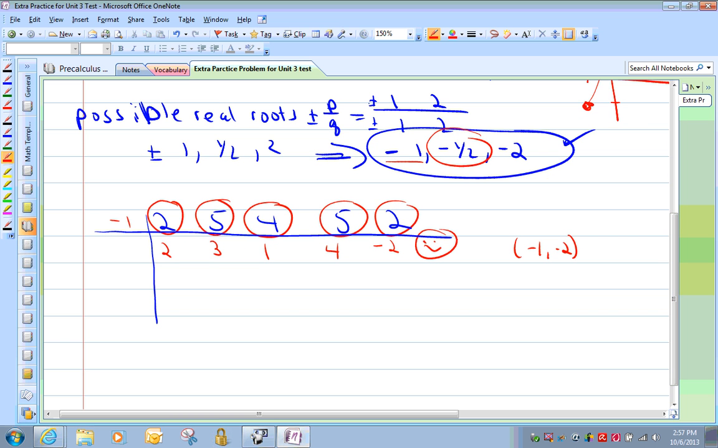Keeping the same values, since I have not found a 0 yet, I'm going to go ahead and put in -1/2. But I'm using these numbers at the top. So bring down the 2. 2 times -1/2 is -1. -1 and 5 would be 4. 4 times -1/2 would be -2, and 4 would be 2. 2 times -1/2 is -1, and 5 would be 4. And 4 times -1/2 is -2, and 2 is a 0.